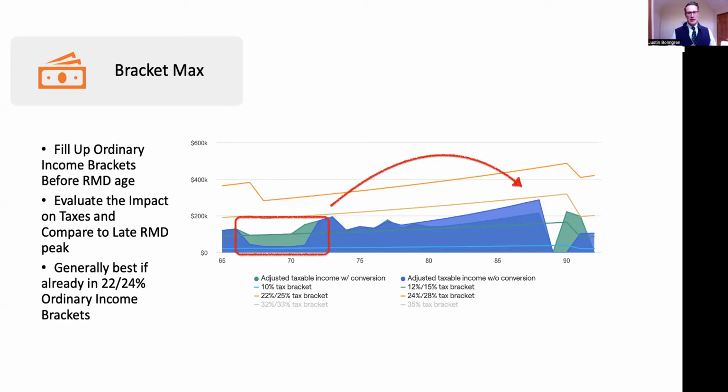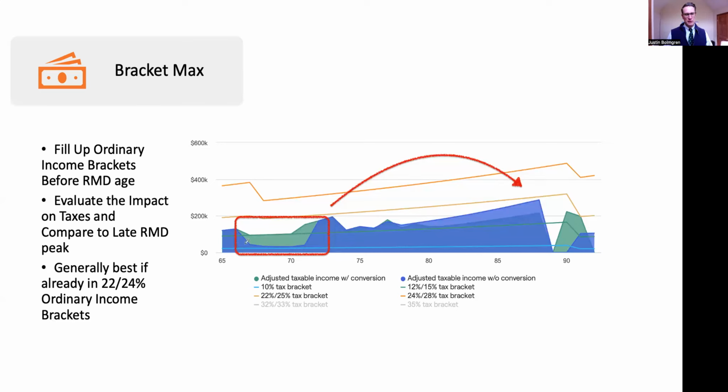But that's its purpose. The bracket max, the goal is to fill up an ordinary income tax bracket, preferably before RMDs start, so that later in life, and what do I mean by that? Somewhere in the mid to late 80s, where now we see RMDs begin to impact the tax situation. So what does that mean? Well, you can see here on our chart a little bit. I've got a little pen. I know it's very, very busy, but we see here a box.